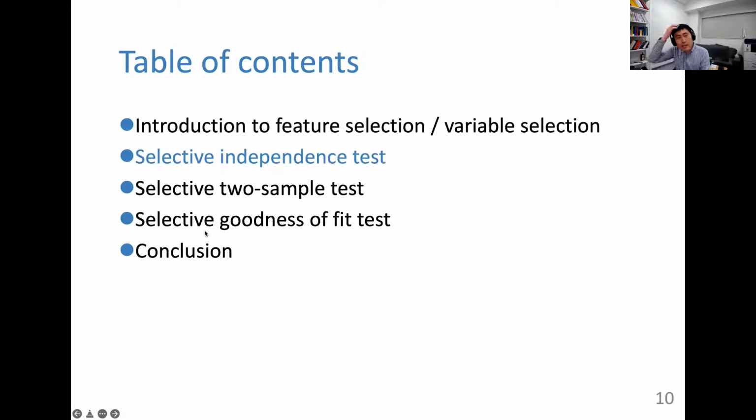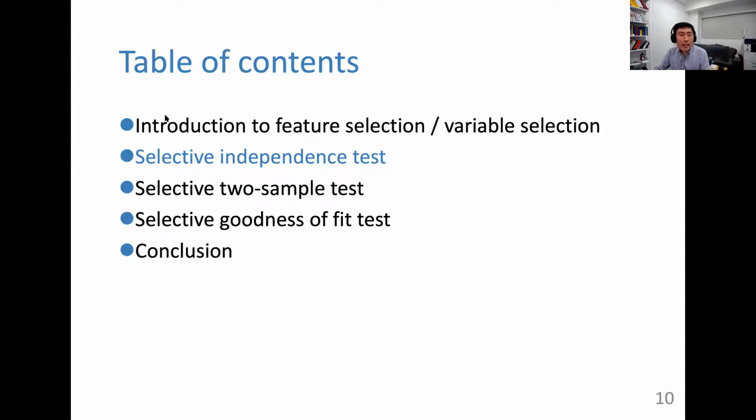So until here, I just explained what selective inference is and a very general approach for how to do it. At this point, do you have any questions? If not, I just want to go on.